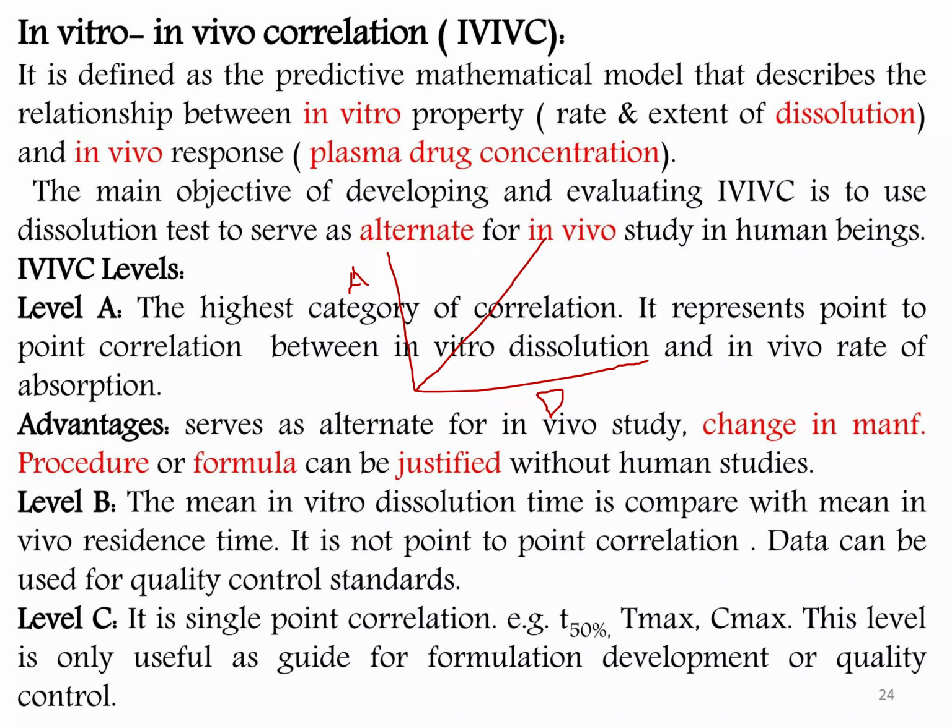Then level B, it means the in vitro dissolution time is compared with mean in vivo residence time. This is not a point to point correlation like level A. Data can be used for QC standards. And level C is a single point correlation, for example T50%, Tmax, Cmax. This level is useful only as a guide for formulation development or quality control.